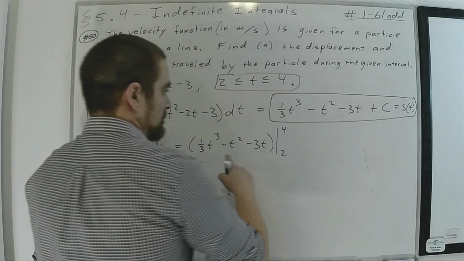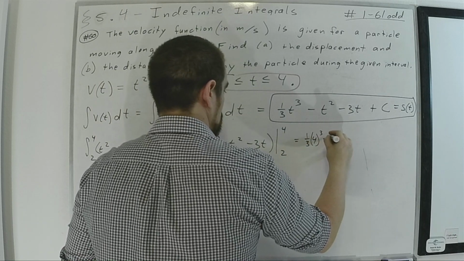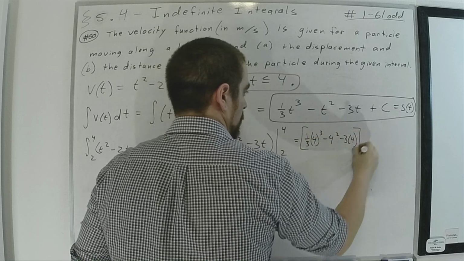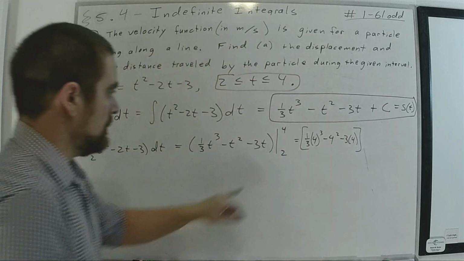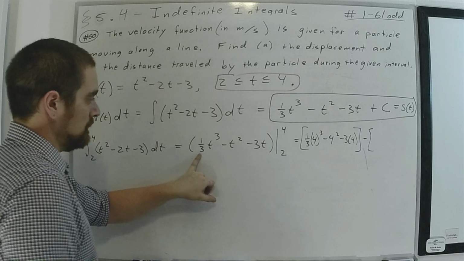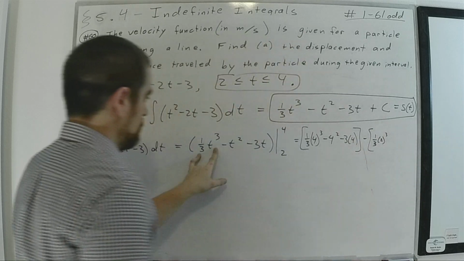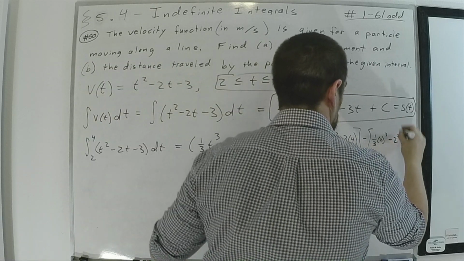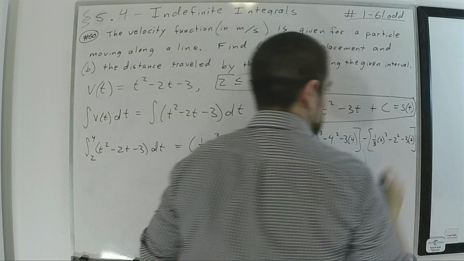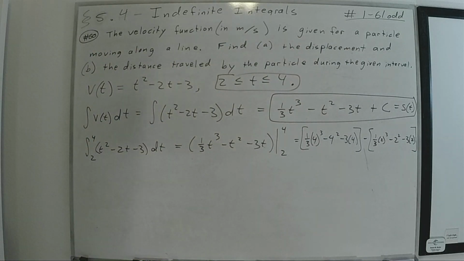So now I'm going to plug in 4. I'm going to get 1/3 times 4 cubed minus 4 squared minus 3 times 4. There's my upper bound plugged in. Minus, now make sure you're subtracting all of this, 1/3 2 cubed minus 2 squared minus 3 times 2. Make sure you're subtracting all that lower bound plugged in, not just the first term.